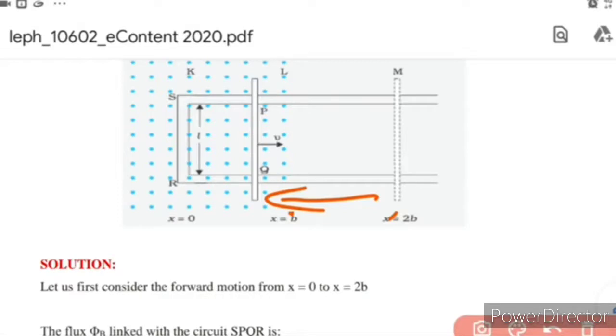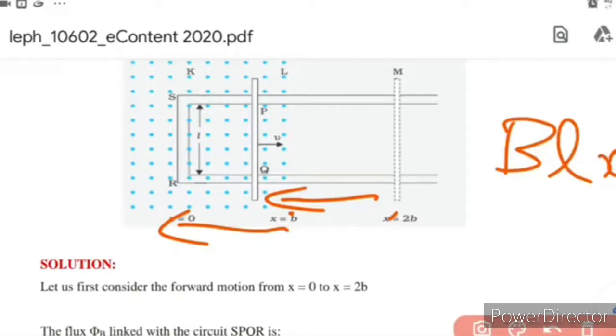Then when it is moved from b to 0, the expression for flux will be BLx, because there is change in that distance and the area exposed to magnetic field is also changing. So the expression for magnetic flux becomes BLx.